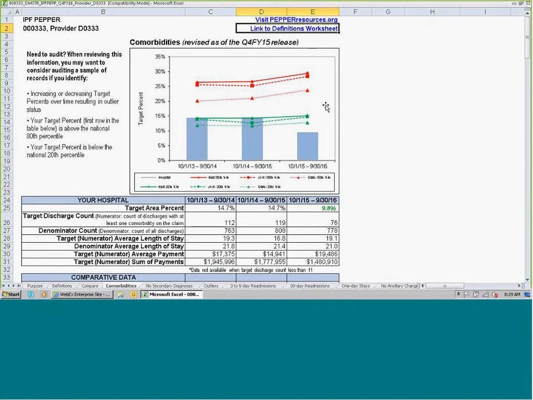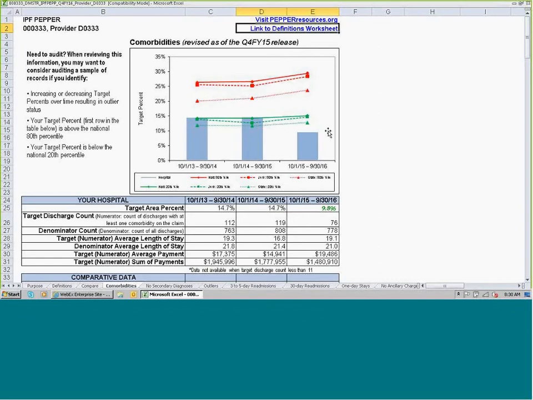Those types of things. So as you're looking at your target area statistics, look at the changes over time. Ask yourself if the statistics in your report reflect what you expect to see, and if not, then you might want to take a closer look, perhaps audit some records or some claims.